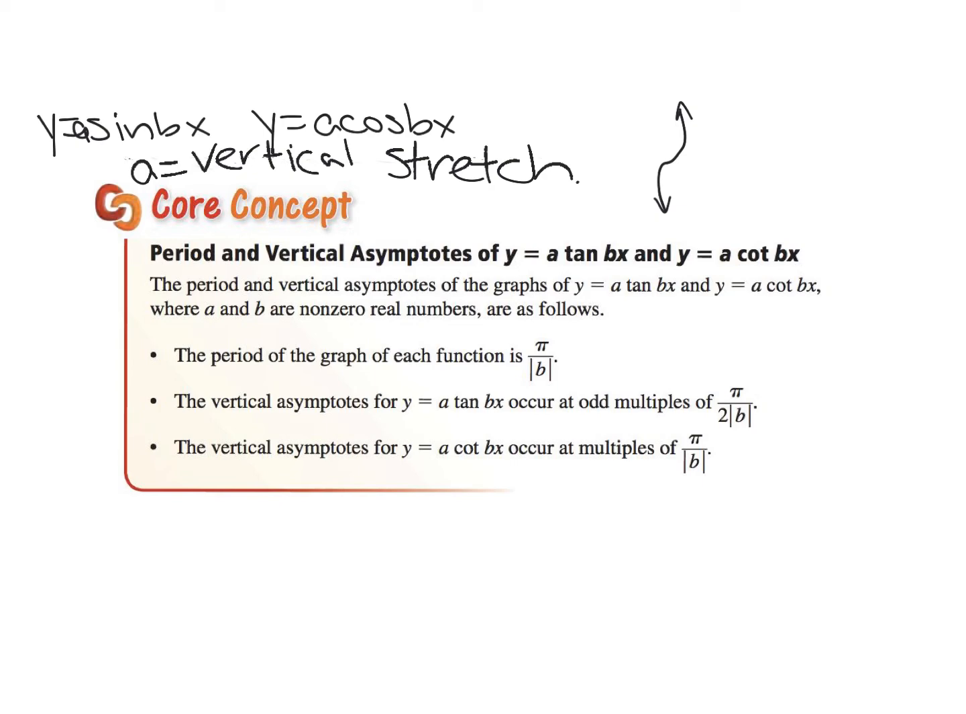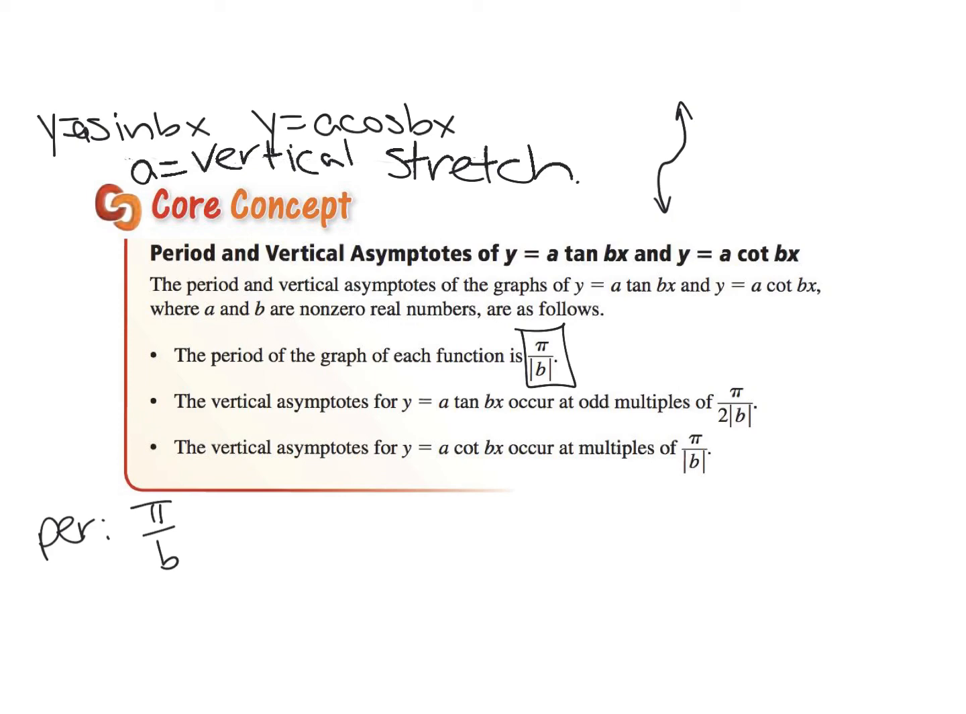However, we do have a period of pi over absolute value of b. So this is the piece that is different than sine and cosine. Tangent and cotangent have a period of pi. Like we showed, it repeats every time. So when you go to find the period, you need to do pi over b.